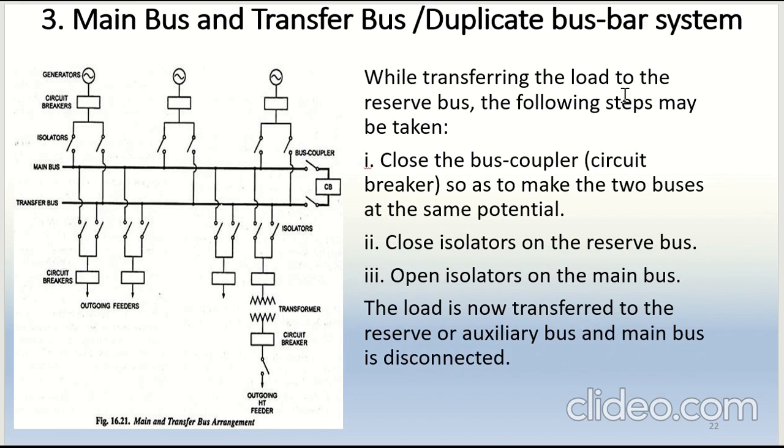While transferring the load to the reserve bus, the following steps may be taken. Close the bus coupler, that is the circuit breaker, so as to make the two buses at the same potential. Close isolators on the reserve bus. So this is your reserve bus or transfer bus or spare bus. Open isolators on the main bus. The load is now transferred to the reserve auxiliary bus and the main bus is disconnected.